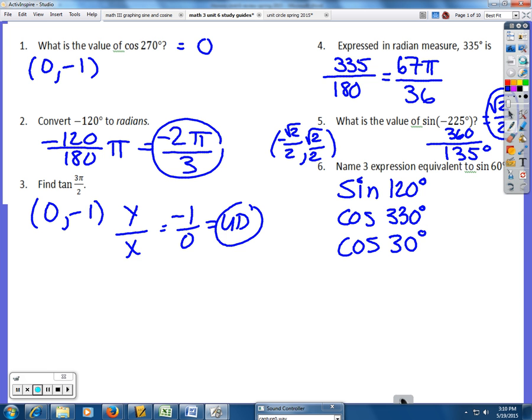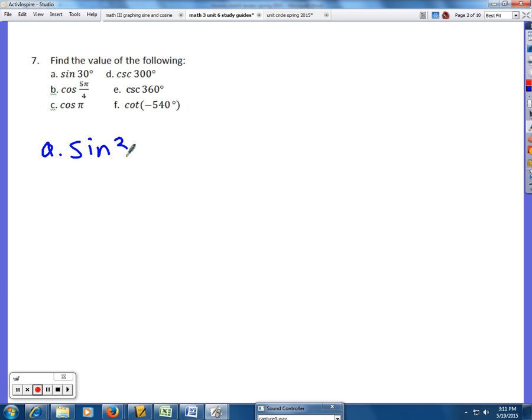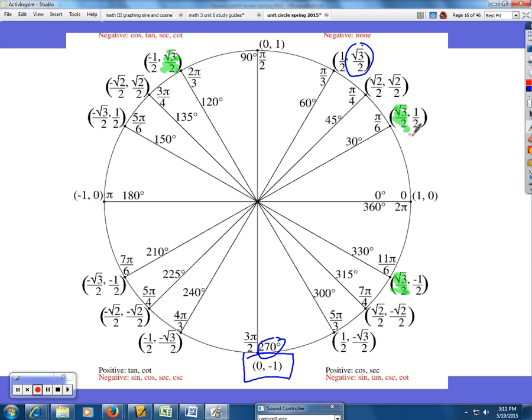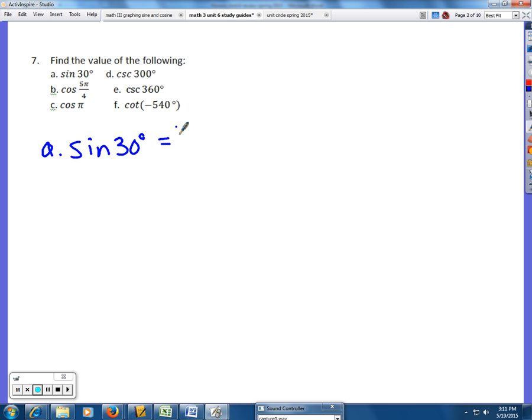Okay, number 7 has 6 parts to it. I need to find all these different values. So for part A, I need the sine of 30 degrees. Okay, we're just looking at 30 degrees. 30 degrees is up here. Now this is the cosine, I need the sine, so that 1/2 is what I'm going to use. Let's erase all this stuff so we can start over. So the 30 degrees, the cosine is square root of 3 over 2. So this one is square root of 3 over 2.